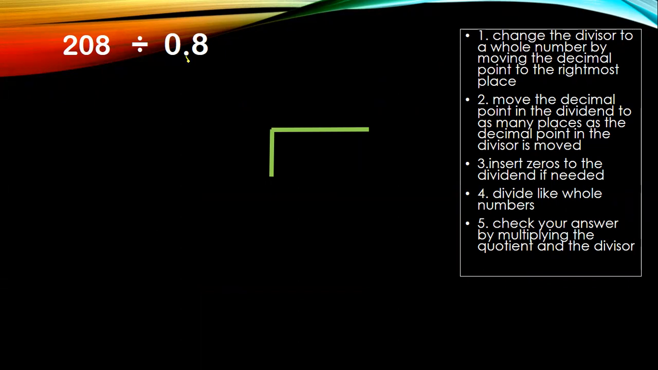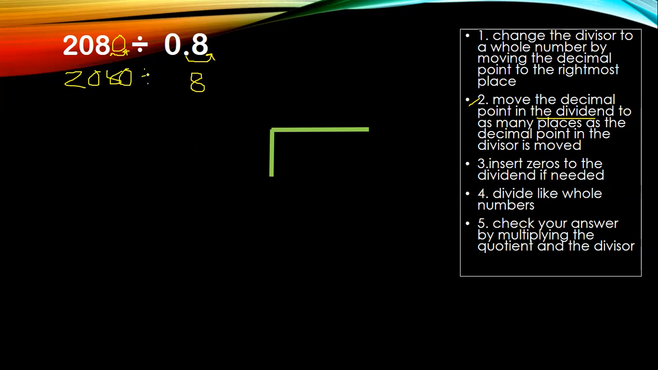So just like this one. This is the decimal point, move it to the right. So the divisor becomes 8. And then number 2, move the decimal point in the dividend as many places as the decimal point in the divisor was moved. The decimal point of any whole number is always on the rightmost part. So the decimal point is here. You have to move it to the right one place because you have moved the decimal point of the divisor one place also. So the decimal point should be here, and you have an empty place value here, so you have to add 0. So the dividend now is 2080.